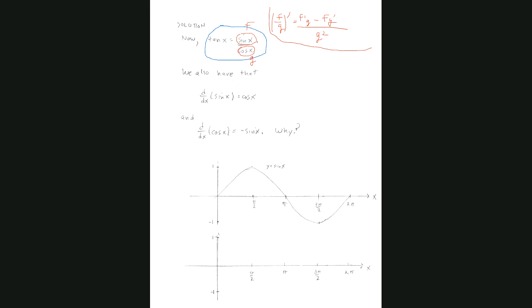So we need formulas for the derivative of the sine and the cosine function. Well, it turns out that the derivative of the sine function is the cosine function. And the derivative of the cosine function is minus the sine.